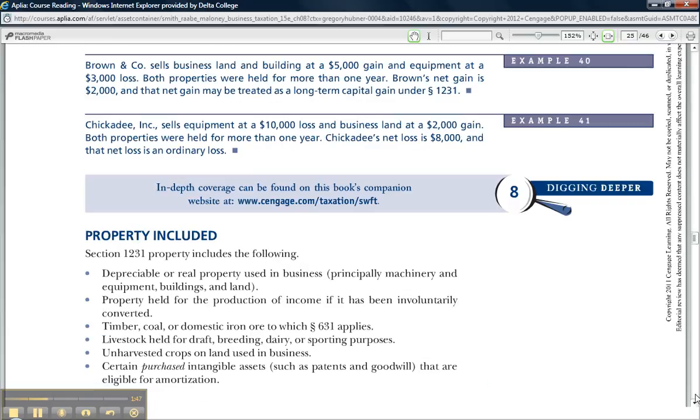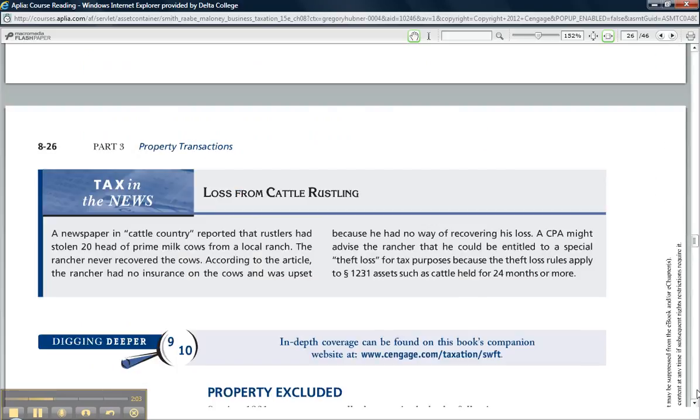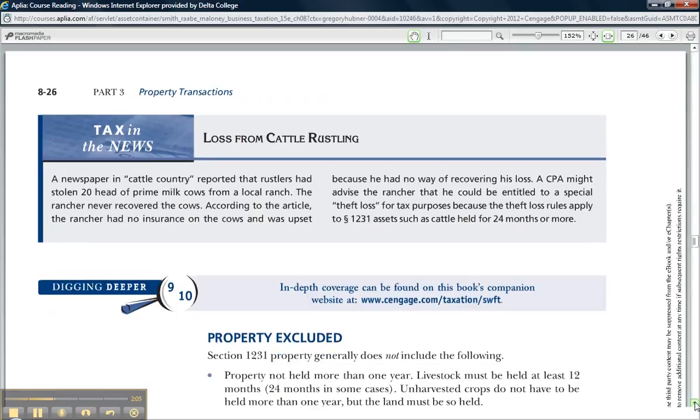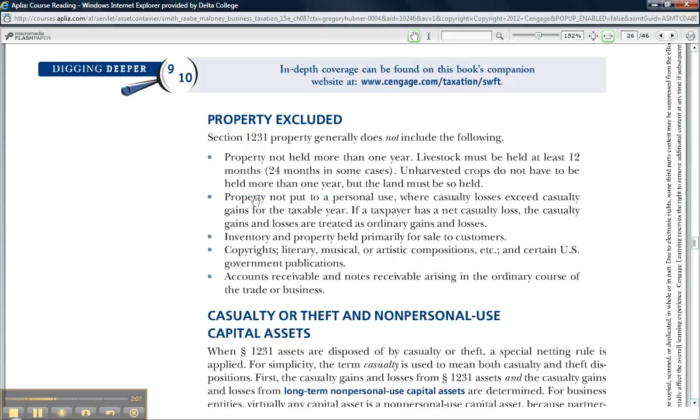So this talks here about property included, what kinds of assets are included in 1231. Again, depreciable property typically. Property held, let's see, where's it talking about more than a year? It's here somewhere. Actually, I think it's in the property excluded section right down here. Property not held for more than 1 year. That is where business, long-lived assets not held for more than a year are excluded from Section 1231.